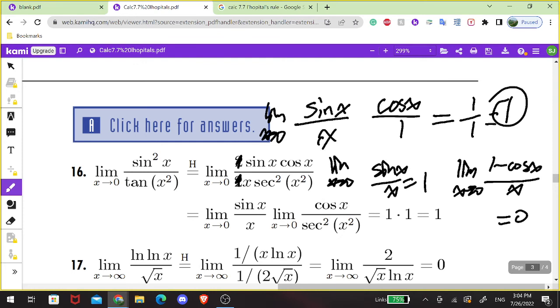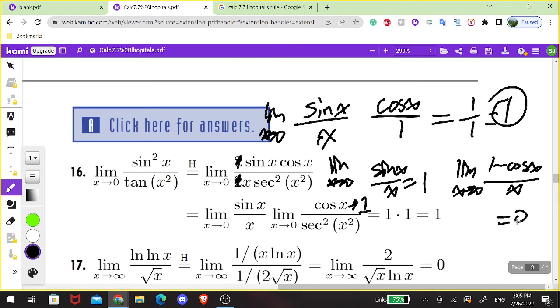Now that we know both of these, we can pull this sin x and this x out. And then we have cosine over secant squared x. Cosine of 0 is 1, so we have 1 on the top. Let's plug 0 in here. Secant squared x is 1 over cosine squared x, so cosine 0 squared: cosine 0 is 1, 1 squared is also 1. So 1 over 1 on the bottom, which is also 1. So that's where he got this one from, and this is where the other one came from. 1 times 1 ends up equal to 1.